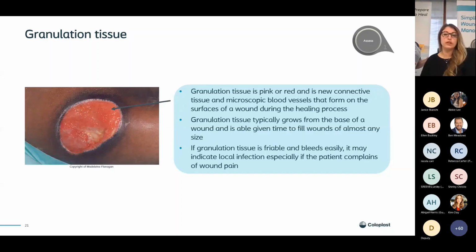This is the tissue that we want. The thing with granulation tissue is it can be dusky, dark, purple sometimes in colour, and this is when you know that you've got a problem. It could result in an infection brewing, but it could also mean that you've got some vascular compromise going on there and the tissue perfusion isn't great. If the granulation tissue is quite friable and it bleeds easily, this may indicate local infection, especially if the patient is complaining that their wound is becoming increasingly more painful.